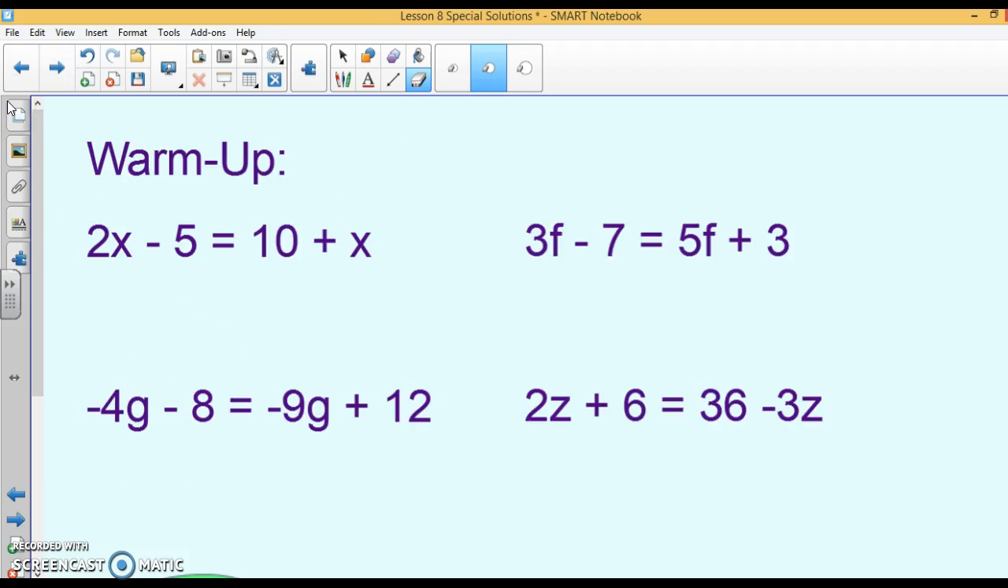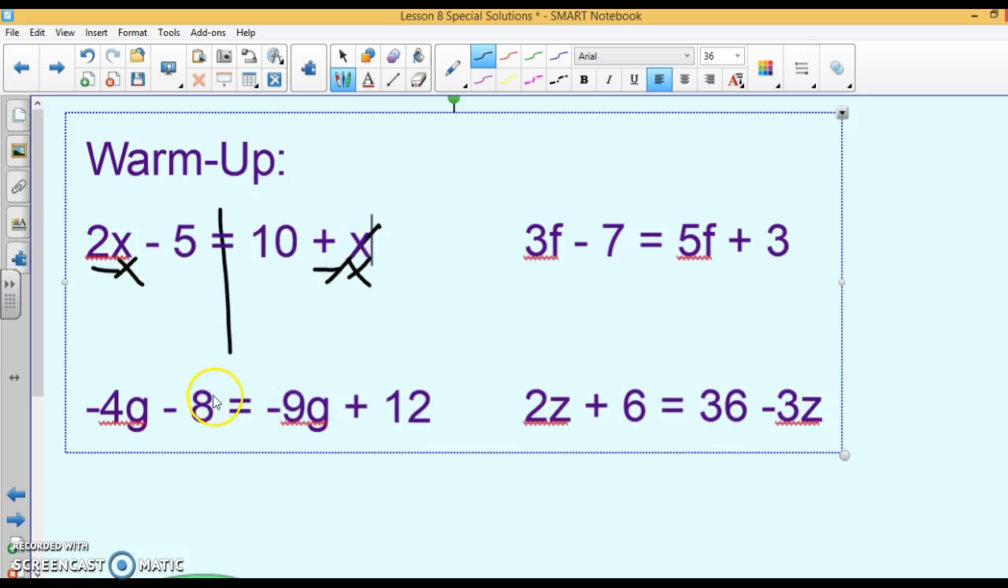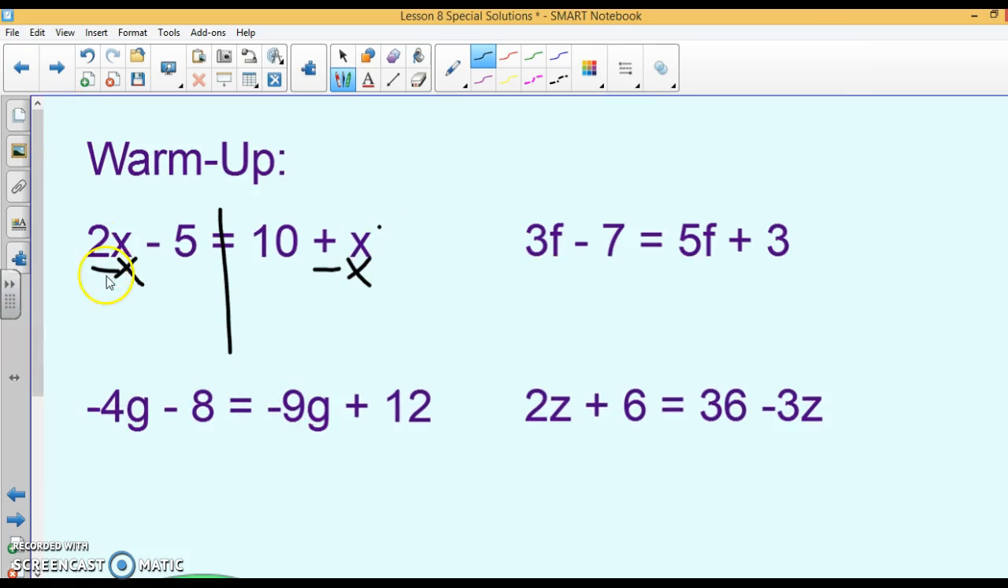So I have a couple warm-up problems if you want to pause this video and try them. It's just solving for the variable on both sides. So starting with my first one, I have 2x minus 5 equals 10 plus x. I'm going to move my variables to one side. So I'm going to subtract x from both sides, so this cancels out. And I will have 2x minus x, which is x minus 5 equals 10. I'm going to add 5 to both sides, and I'll get x equals 15 for my first one.